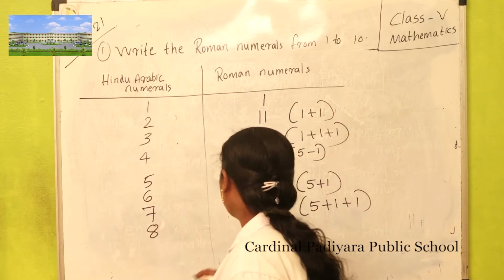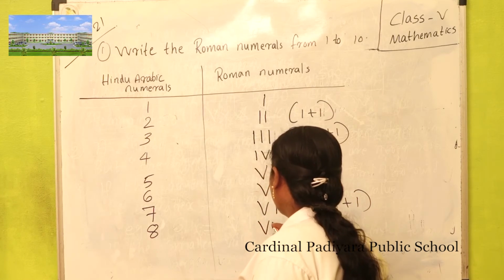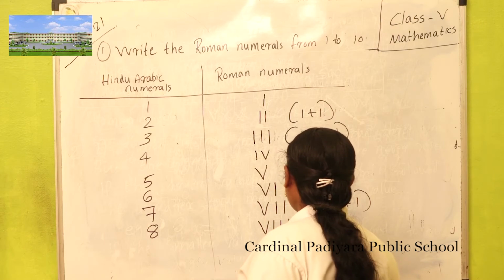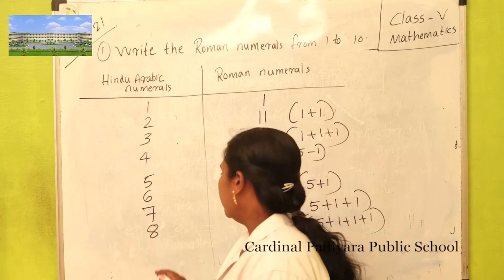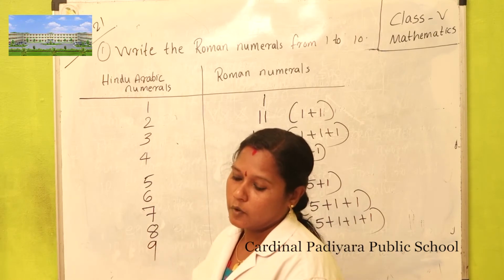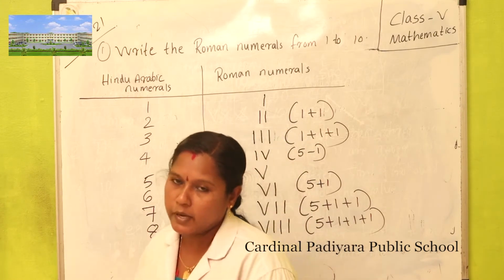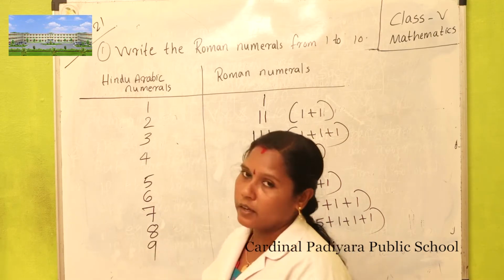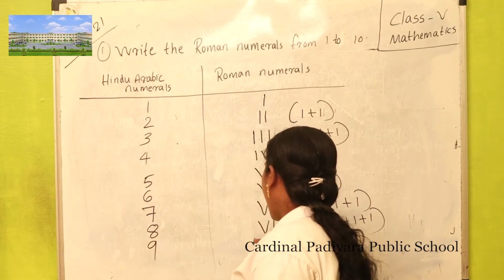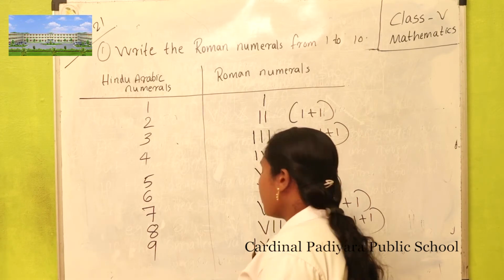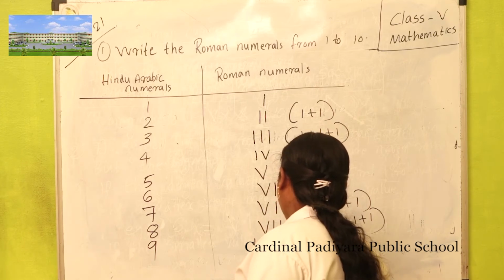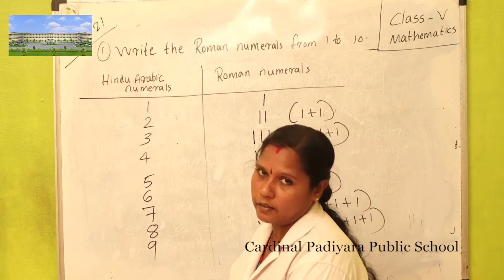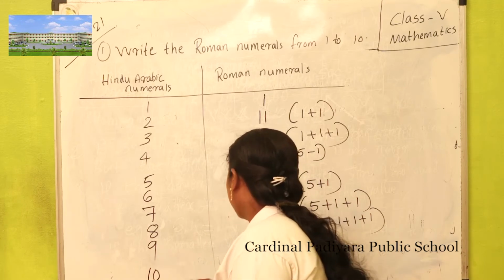Then 8, VIII. 5, 6, 7, 8. 5 plus 1 plus 1 plus 1, 8. Then 9. More than 3 symbols is not repeated. How to write 9? IX. Smaller value is written first followed by the bigger value means subtract the value. That means 10 minus 1, 9. Then 10, X.